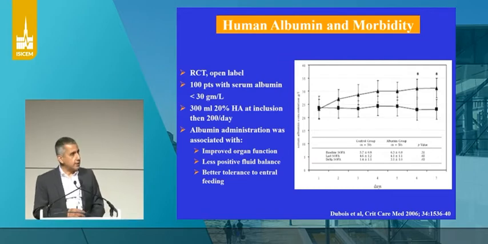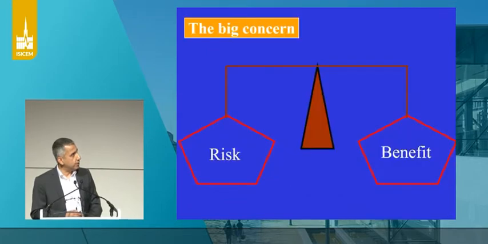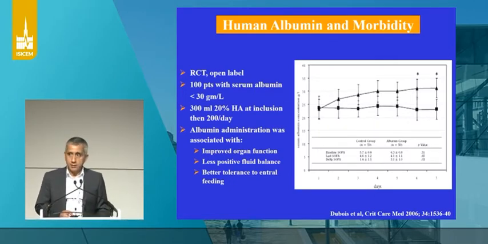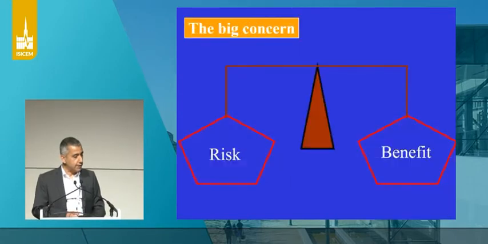As you can see here in these two groups of patients who were resuscitated either with human albumin or using other solutions, patients who were resuscitated with human albumin actually have a more favorable pattern of organ function all over the ICU stay. So albumin may be beneficial in these patients indeed.